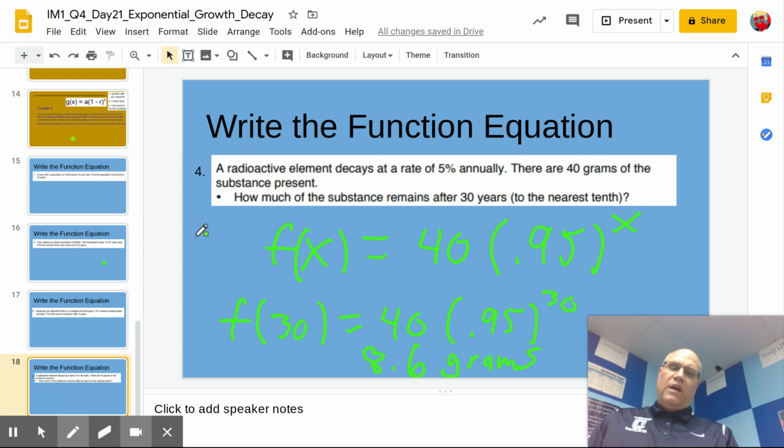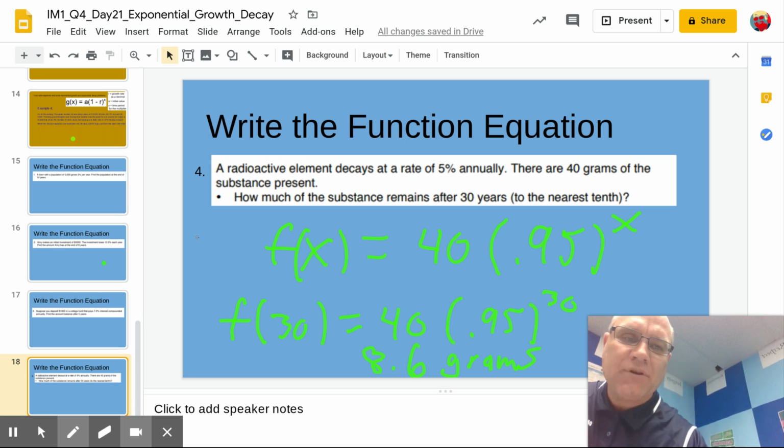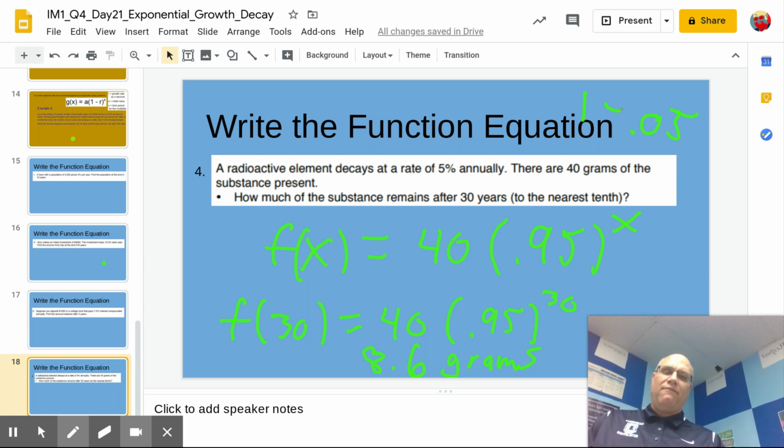So on this one, you should have had the equation f of x equals 40, the initial value of 40 grams, times 0.95 to the x. Where it's decreasing, it's decaying, getting smaller. So we went 1 minus the rate. R was 5%, which is 0.05. So we got the 0.95 by going 1 minus 0.05. That's how we get the 0.95. So that comes out to be about 8.6 grams of the radioactive material still with us 30 years later. All right? It decays, it gets less and less, but there's still a lot with us after 30 years.